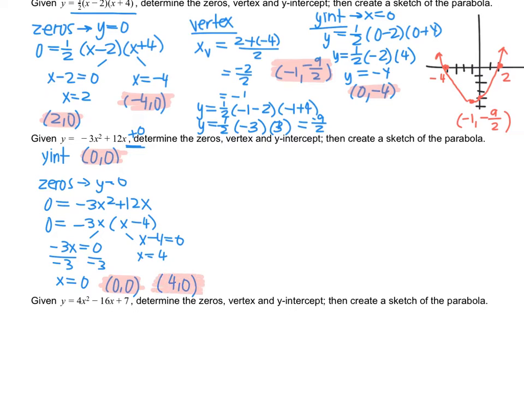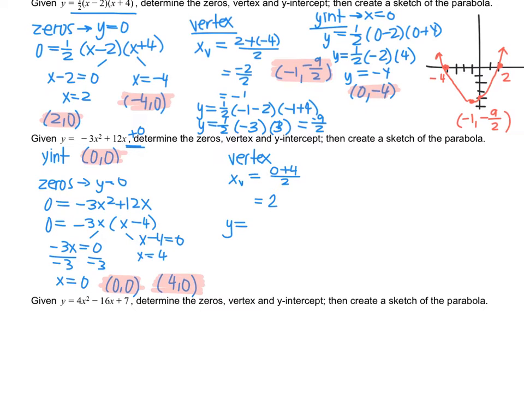So there we are. We have the y-intercept at the top, and now we have our zeros. And now we can average our zeros to get the vertex. So I'm using proper notation here, xv. I'm going to take 0 and 4, add them up, divide by 2. 0 plus 4 is 4, divided by 2 is 2. So now I have the x-coordinate of my vertex, and we can sub this into our equation.